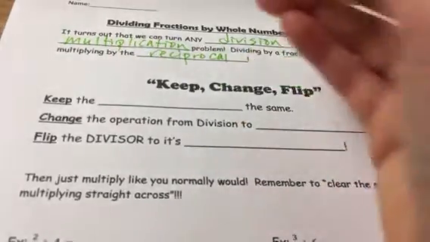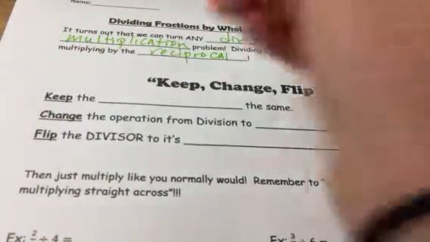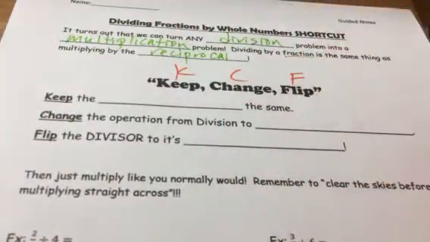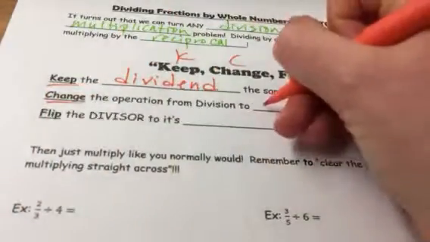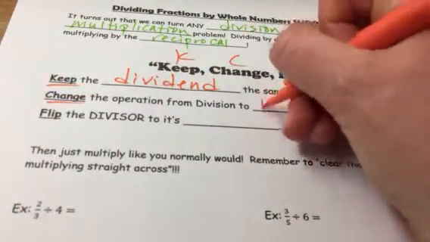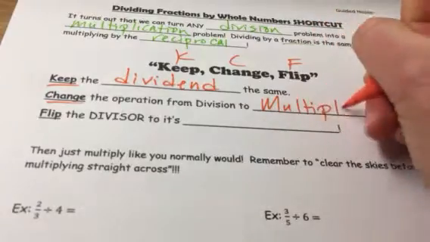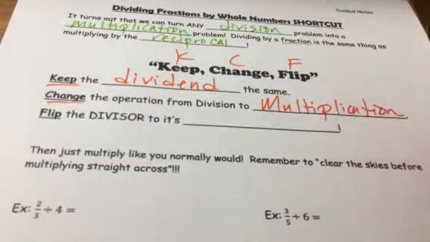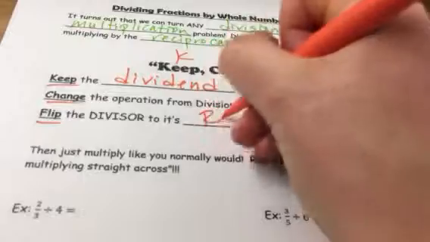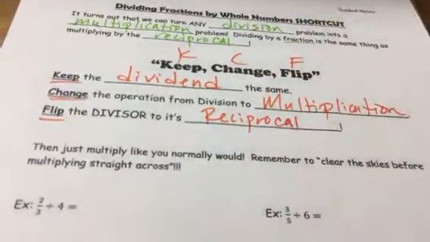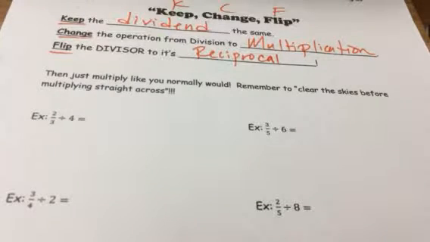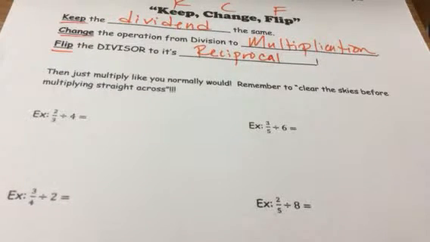So again, we have keep, change, flip is our little saying to help us remember what we need to do. KCF is what we're going to say for short. We keep the dividend the same. So we keep that first number the same. We change the operation from division to multiplication. We flip the divisor to its reciprocal. Okay, then you multiply just like you normally would. Remember to clear the skies before multiplying straight across.